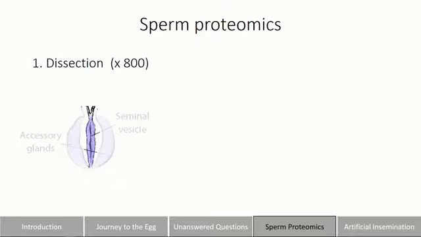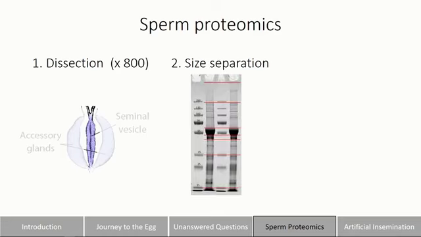But the seminal vesicle, which is what's still highlighted here, contains the mature sperm, and that's what I want to identify the proteins in. So I cut the tip off, and then with a minuten pin, with very careful hands, I'm able to squeeze out the sperm like a tube of toothpaste into a cloud. And multiply that by 800, and we had enough sample to run mass spectrometry on these mosquito sperm.